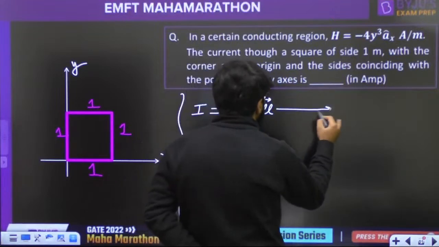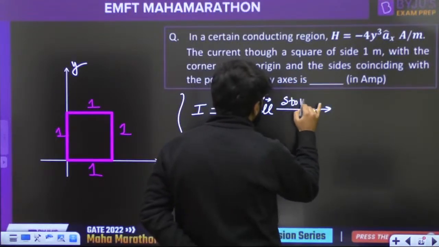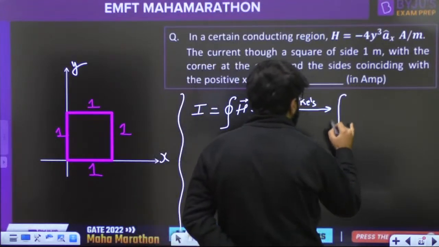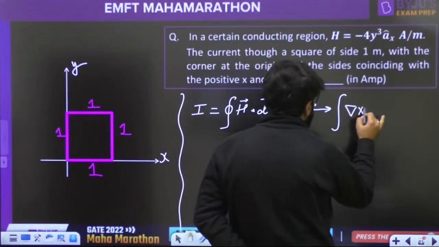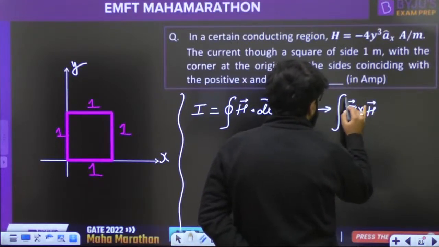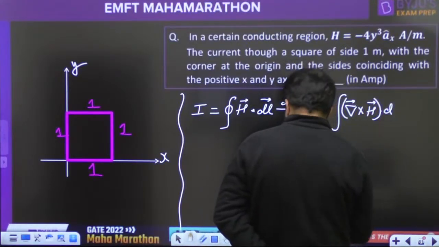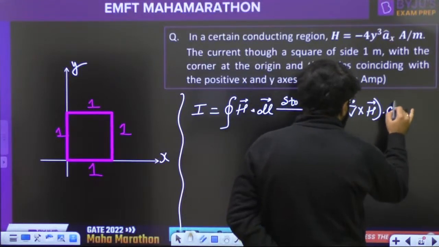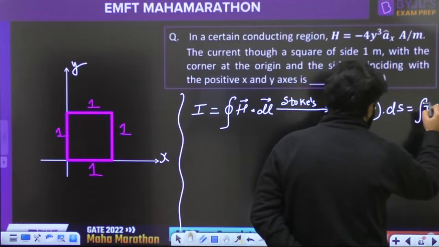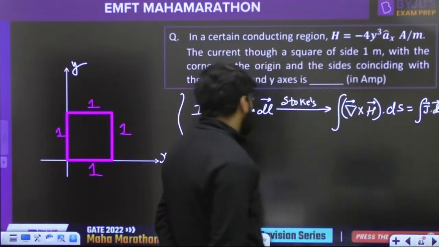But we can also apply the Stokes theorem onto it, and we can write it as integral del cross H dot ds. That is what is the Stokes law. Or we can also write it as integral J dot ds. Del cross H equal to J.